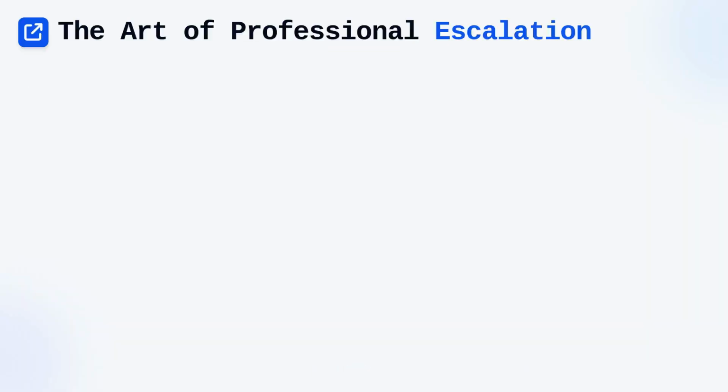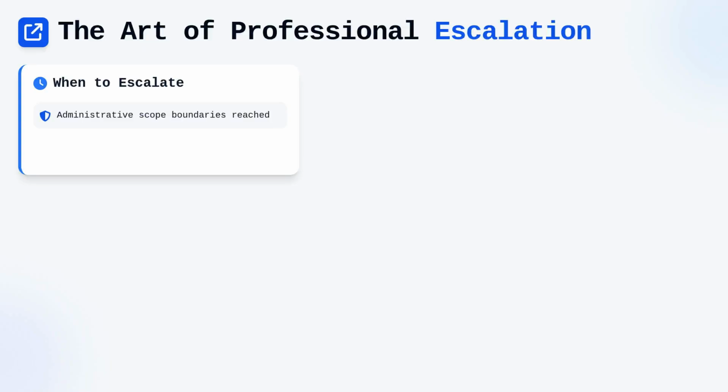Escalation is a critical part of a professional workflow, and understanding when to involve a vendor or a senior contributor is a sign of maturity, not incompetence. We escalate when our localized troubleshooting reaches the boundaries of our administrative scope or when the time to repair exceeds the agreed-upon service level agreement.